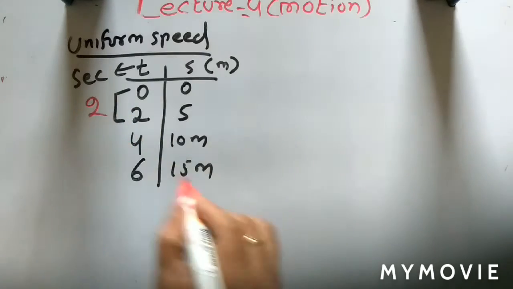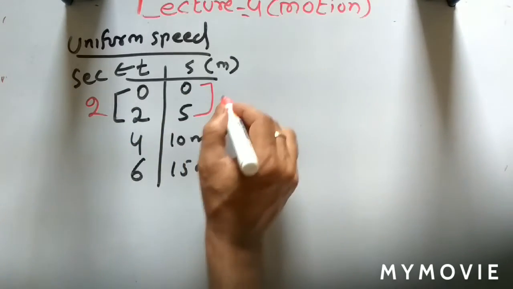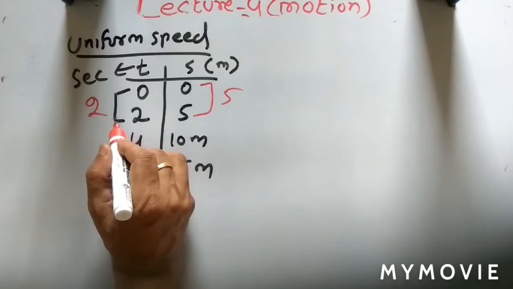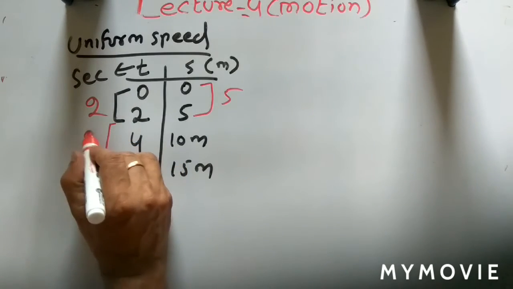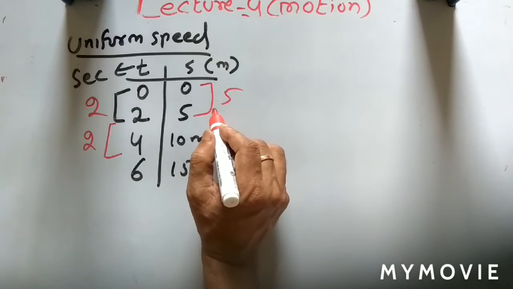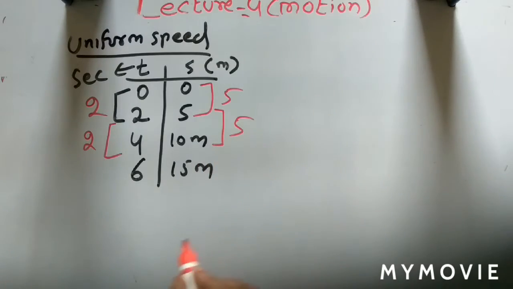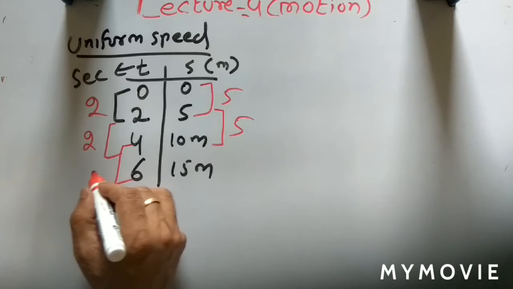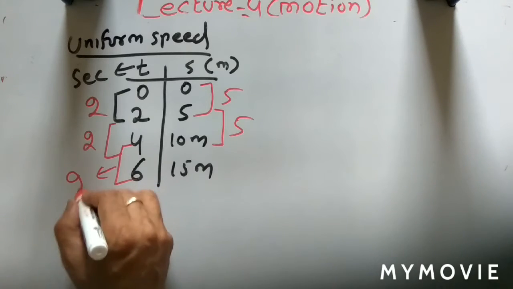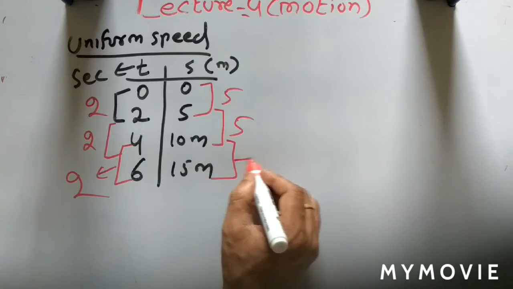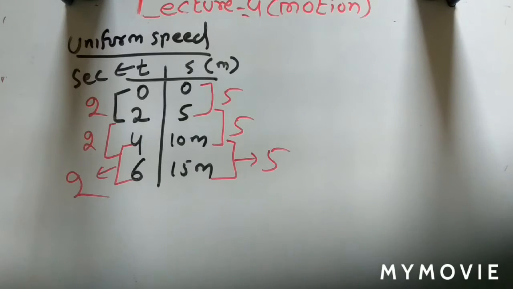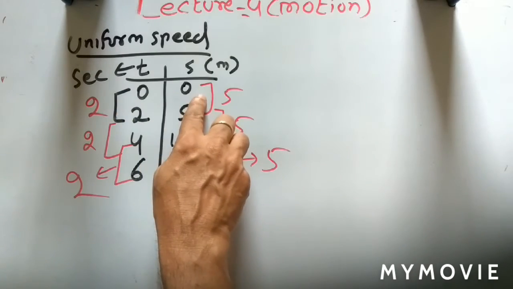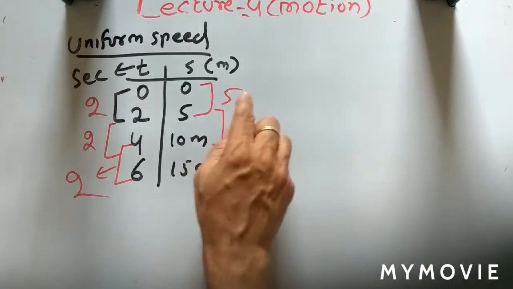Now, what is the change in time from 0 to 2? From 0 to 2 seconds, the change in time is 2 seconds. And the change in distance, 0 to 5, is 5 meters. From 2 to 4 seconds, the change in time is again 2 seconds, and the change in distance, 5 to 10, is again 5 meters. From 4 to 6, the change in time is 2 seconds, and from 10 to 15 meters, the change in distance is 5 meters.